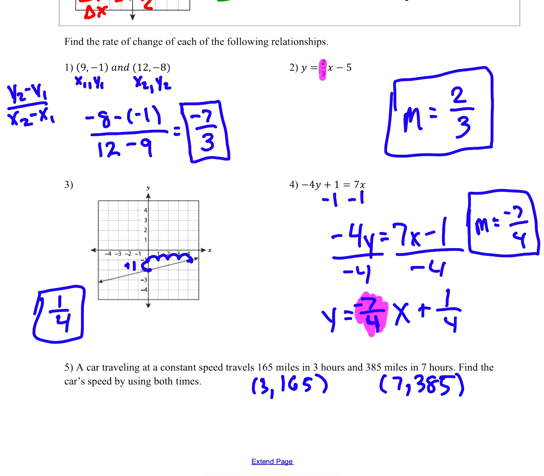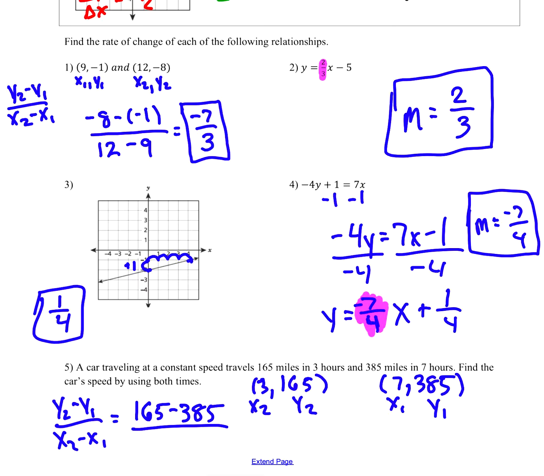And I would just use the slope formula y2 minus y1 over x2 minus x1. I'm going to switch it up here. I'm going to say this is x2, y2, and this is x1, y1, just to show you guys, it doesn't matter which one you say is the first point or second point. So my y2 in this case is 165. So it'll be 165 minus 385 all over 3 minus 7. When I do this, I get negative 220 on the top over negative 4.